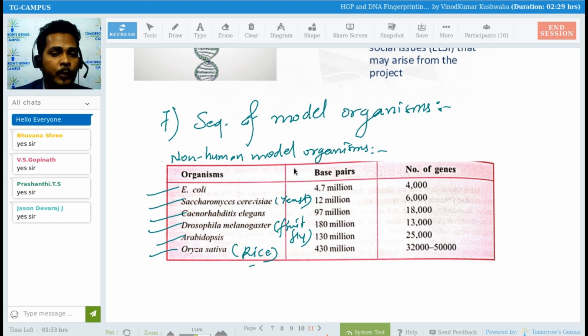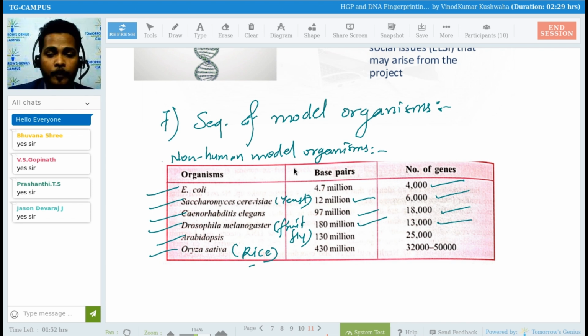So you have to remember that in E. coli there are near about 4.7 billion base pairs and the number of genes is about 4,000. Similarly, in Saccharomyces cerevisiae, 12 billion base pairs and 6,000 genes. Then Caenorhabditis elegans, which has about 97 billion base pairs and 18,000 genes. Then Drosophila, 118 million base pairs and 13,000 genes.